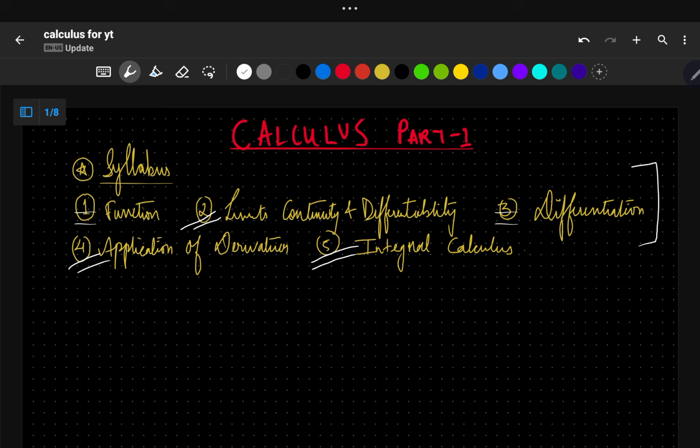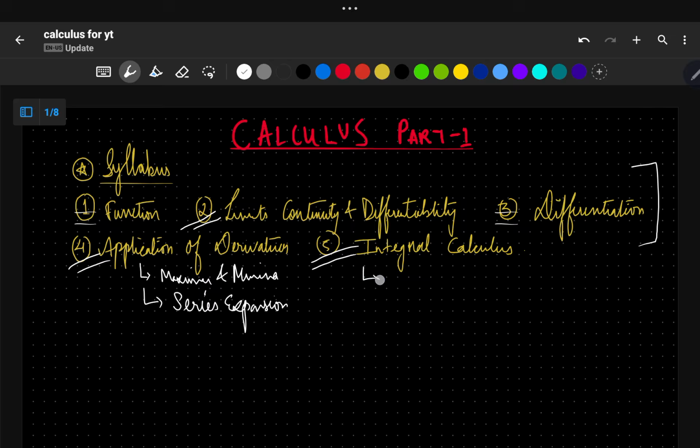In applications of derivatives, we'll be completing two chapters. First is maxima and minima. Second is series expansion, right? In series expansion there is Taylor's expansion and many more, right? We'll be discussing it after some time. First of all, we'll be doing the introductory class, right?